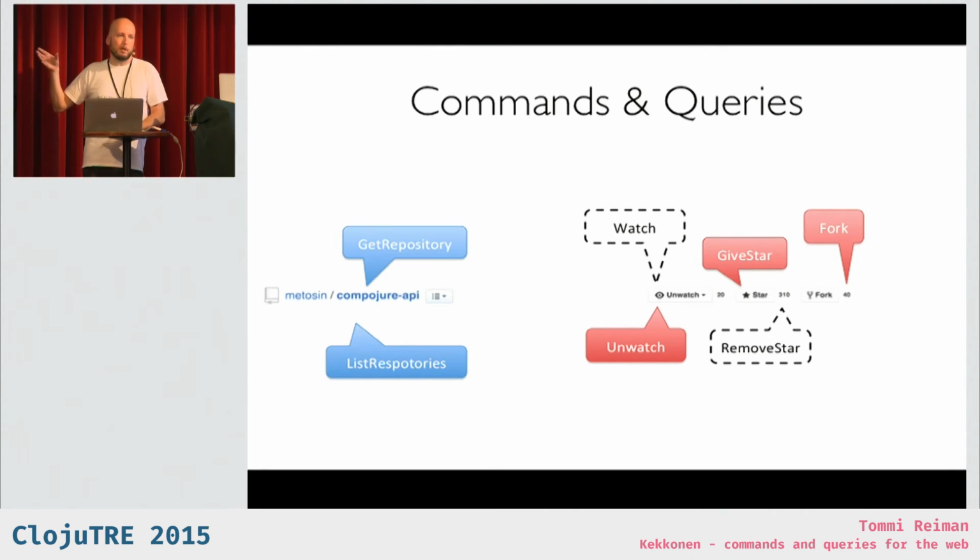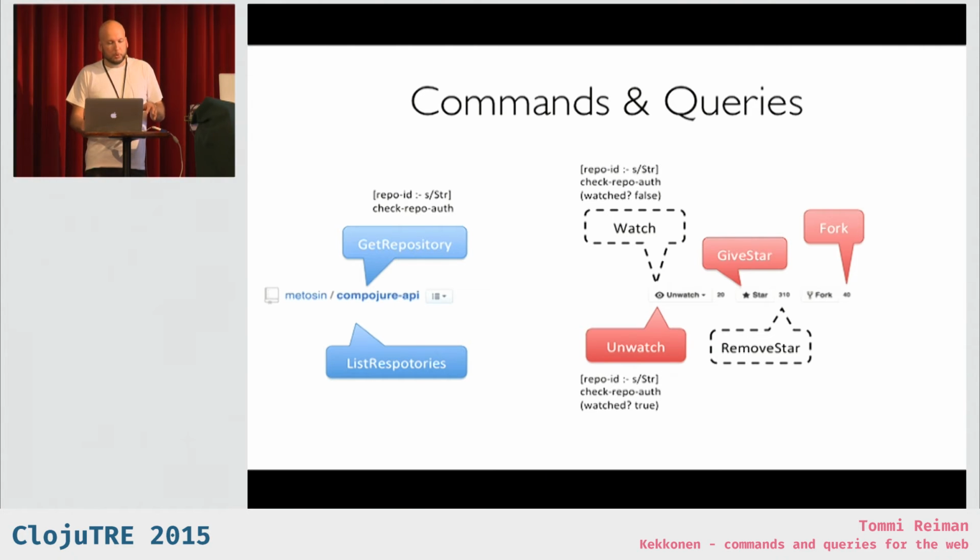So this is a simple example, but in big applications there is a huge number of these invariants. So how do we have to do that? These are the rules, basically. They have preconditions. Repository reads an ID and some authorization check. Watch has a constraint that it cannot be watched already. The unwatch is the same but opposite. Give star, same thing, and fork can be done if you just have the rights.